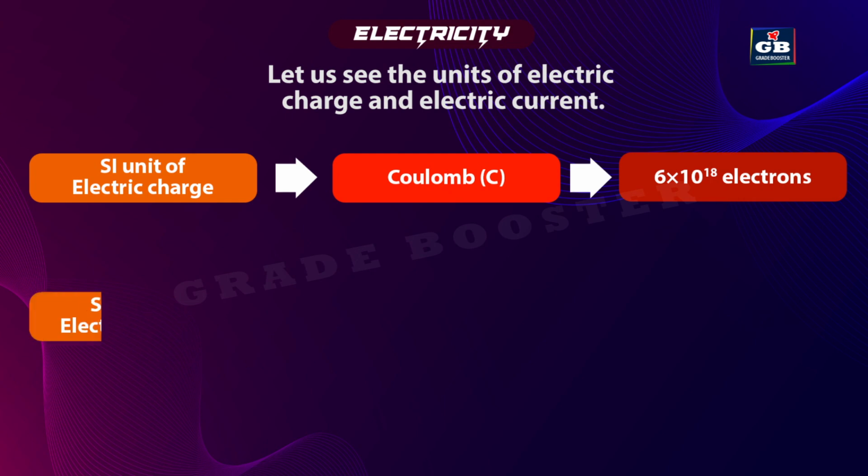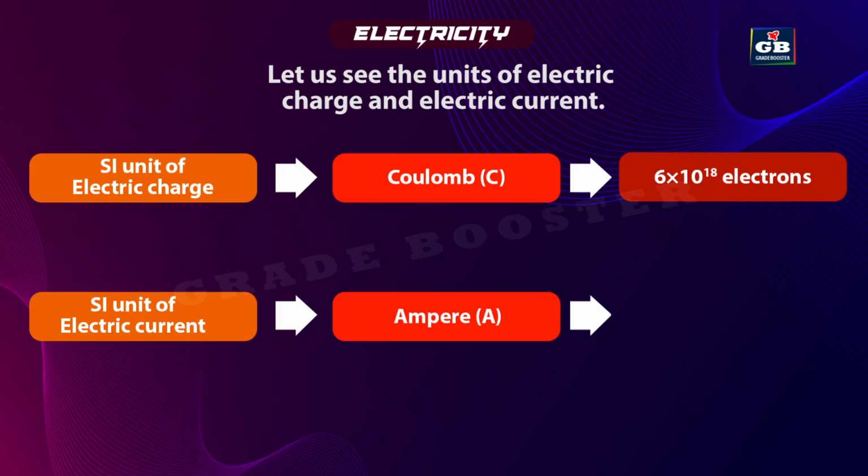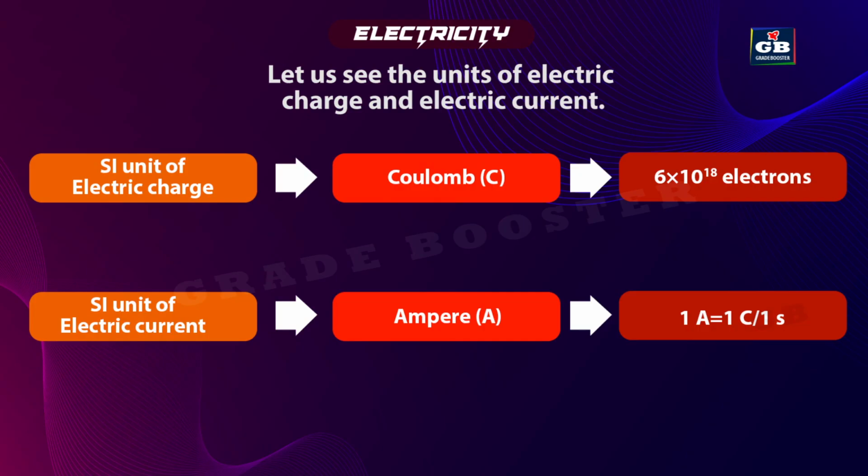SI unit of electric current. The unit of electric current is the ampere, A. 1 ampere is the flow of 1 coulomb of charge per second. 1 A equals 1 C by 1 s.